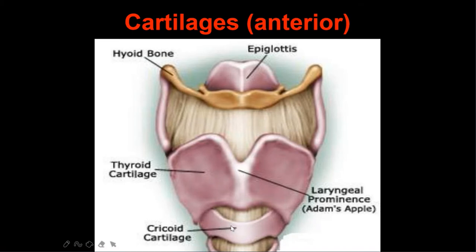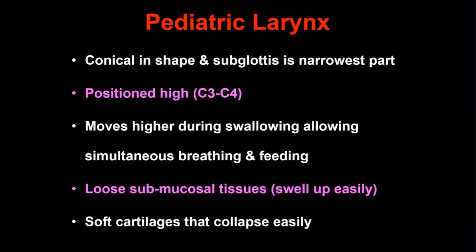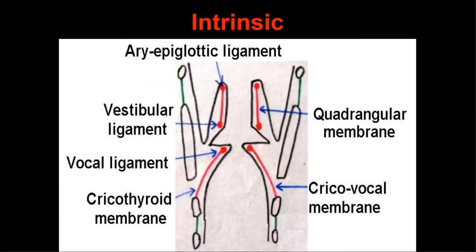So the anterior part is formed by the anterior arch. Compared to the posterior part, the anterior part of the cricoid cartilage is narrow, and the posterior part we call the lamina of the cricoid cartilage. So this is made up of hyaline cartilage and 360 degrees encircled, and this is the only cartilage which has the 360 degree encirclement in the larynx anatomy.